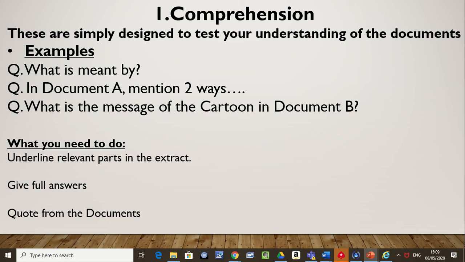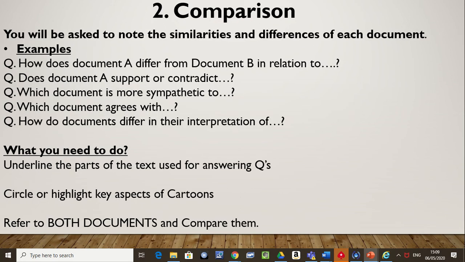Very, very straightforward, okay? And they're the most straightforward part of the documents-based question. It's the first question, the comprehension-based question, and you shouldn't really have any problem with that, okay? So some simple things to remember: use full answers, always quote from the document, and then explain the quote and explain your point, okay? Very, very straightforward.